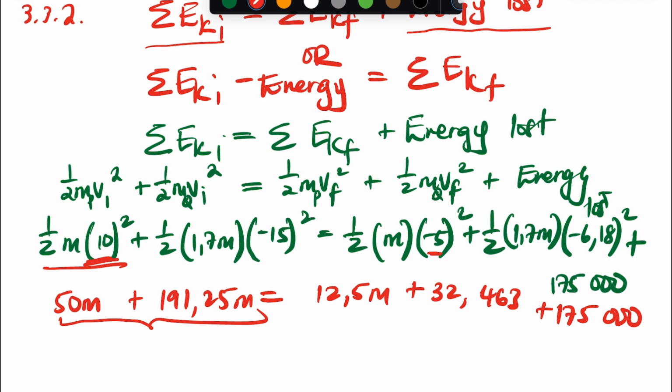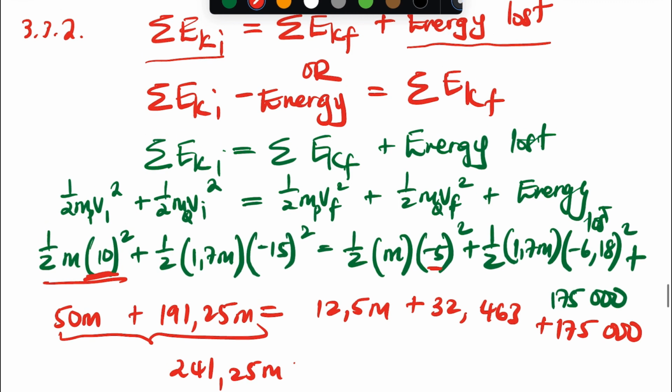So these two, it's going to be 50 plus 191.25, so it's 241.25 m. And then we take, and there's an m here.